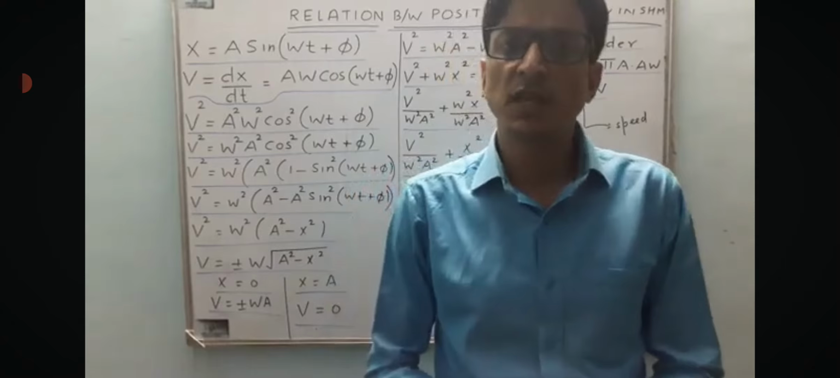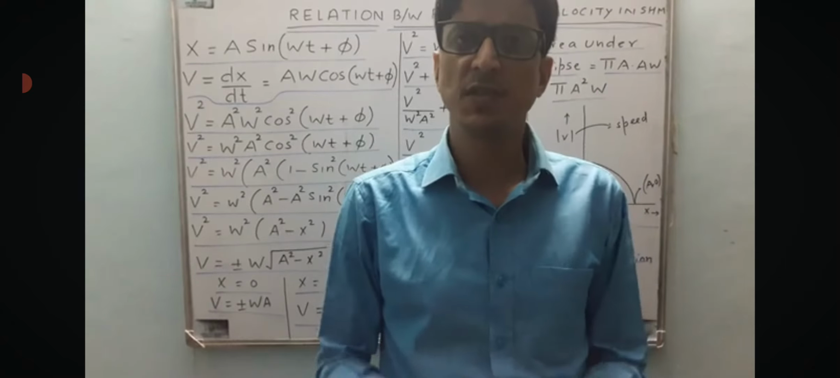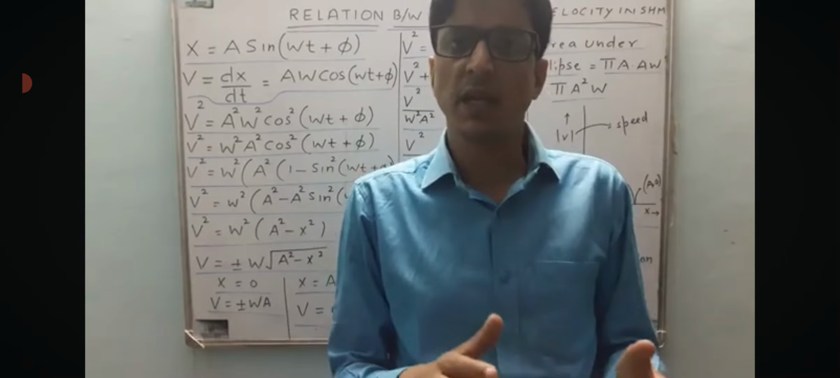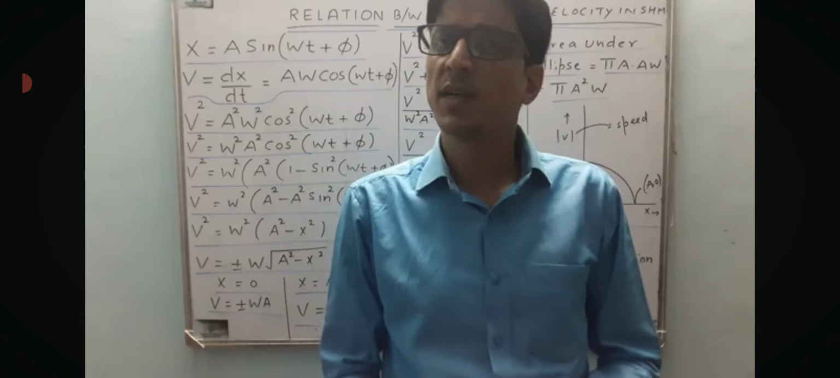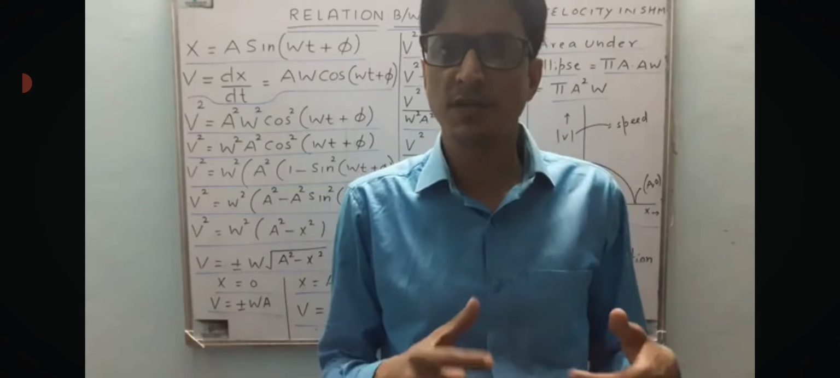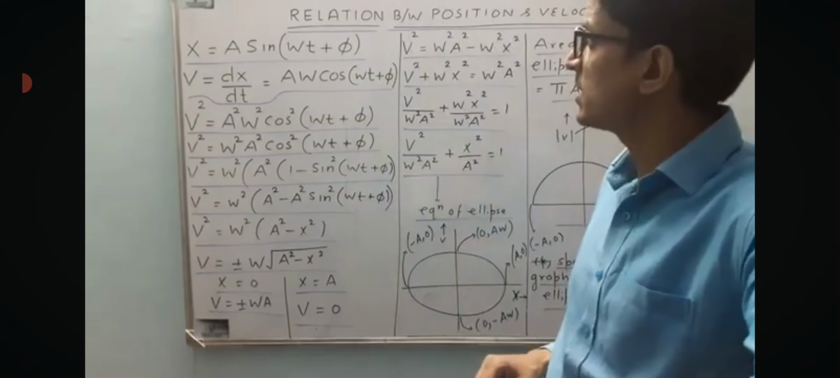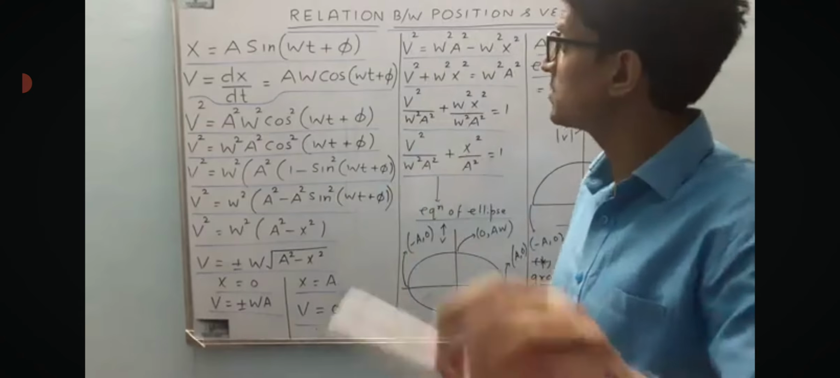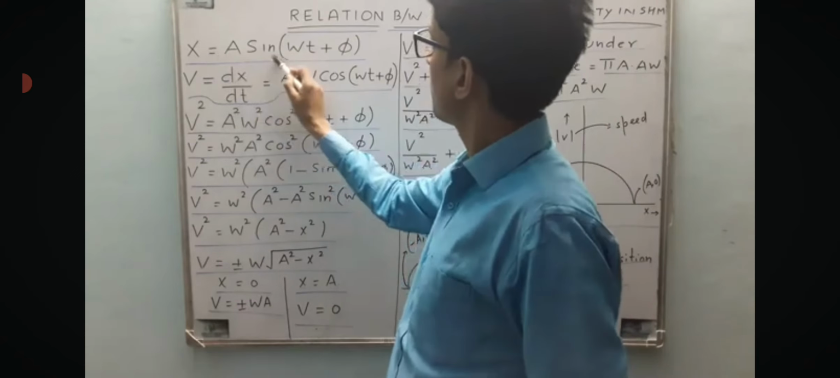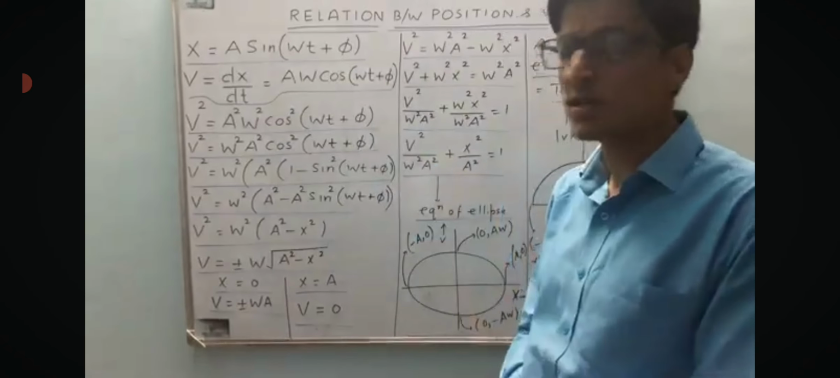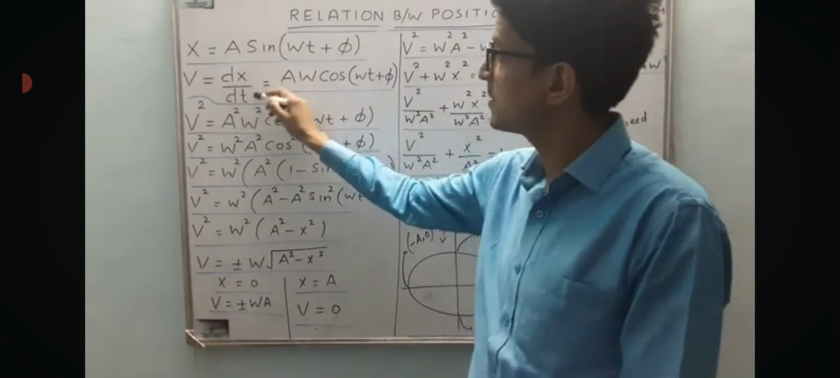Let's discuss today the relation between velocity and position in SHM. Suppose a particle is undergoing SHM along the x-axis, its instantaneous position at any moment is x and the velocity is v. Let's try to find out the relation between these parameters. So let's suppose that the equation of SHM is given by x is equal to a sin(omega t plus phi). We know the relation between velocity and the coordinate as v is equal to dx by dt.